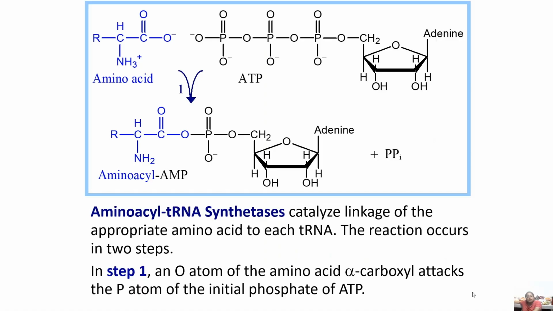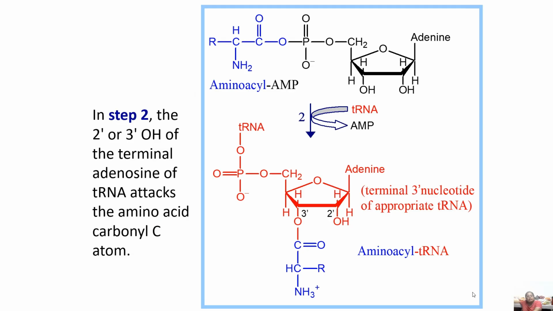Amino acid tRNA synthetases catalyze linkage of the appropriate amino acid to each tRNA. The reaction occurs in 2 steps. In step 1, an O atom of the amino acid alpha carboxyl attacks the P atom of the initial phosphate of ATP. In step 2, the 2' or the 3' OH of the terminal adenosine of tRNA attacks the amino acid carbonyl C atom.